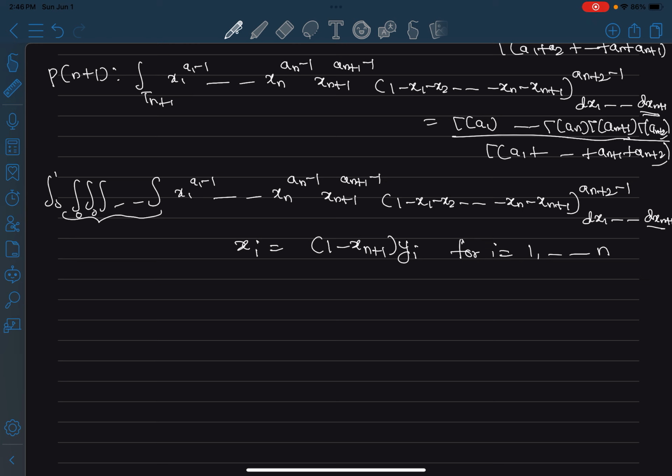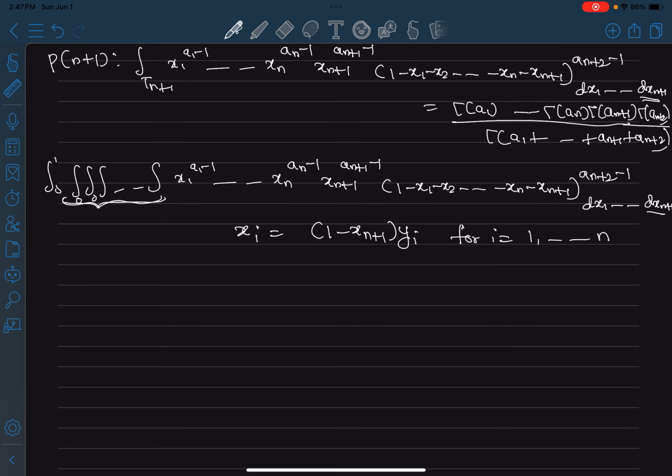So to make the substitution, we also need to find the Jacobian and all of that, and how all these limits change, right? The last one for xn+1 will still be from 0 to 1, but all the others are going to change, right? So let's see how they change.